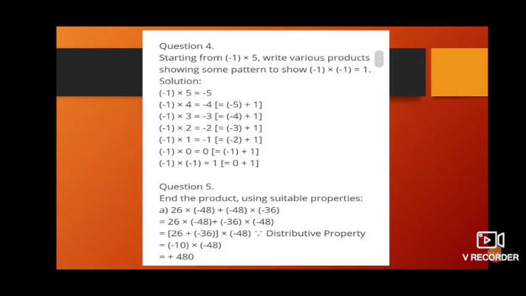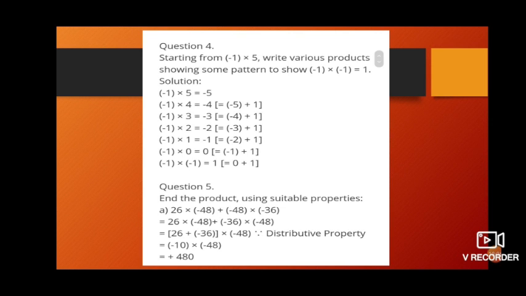Here, question number 4, starting from minus 1 into 5, write the various products till minus 1 into minus 1 is equal to 1. Here I am writing minus 1 into 5 is equal to minus 5. Minus 1 into 4 is equal to 4 ones are 4. Negative and positive will get negative. That is minus 4. Next, minus 1 into 3, that is minus 3. Minus 1 into 2, that is minus 2. Minus 1 into 1, that is minus 1.